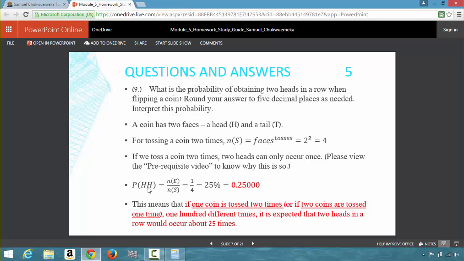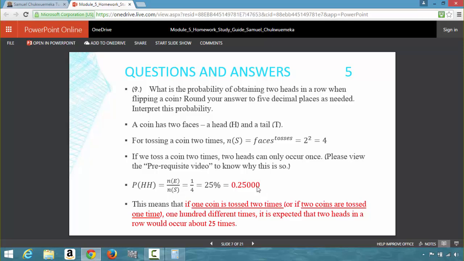Whenever this happens, the possibility of getting two heads is just 1. If you view the prerequisite video, you will know why it is so. I explained it there. So you have 1 out of 4, which will give you 25%. And they want you to round to 5 decimal places as needed. In this case, 25% is 0.25. 0.25 is only 2 decimal places. It is not up to 5 decimal places. So you have to add the 3 zeros to make it up to 5 decimal places.